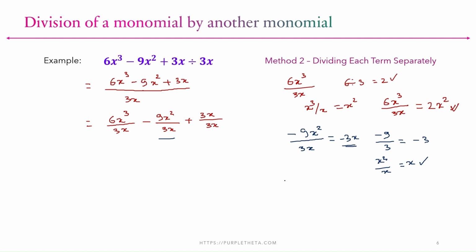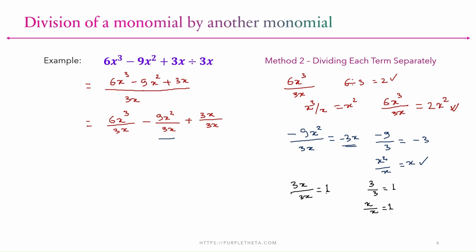Now let us move to third term. This is 3x divided by 3x, right? So here first I have to divide coefficients, that is 3 upon 3 is equal to 1, right? And then we have to divide variables, that is x upon x is equal to 1. So this is going to be 3 upon 3 is 1 and x upon x is 1, that is 1. 3x divided by 3x is 1.